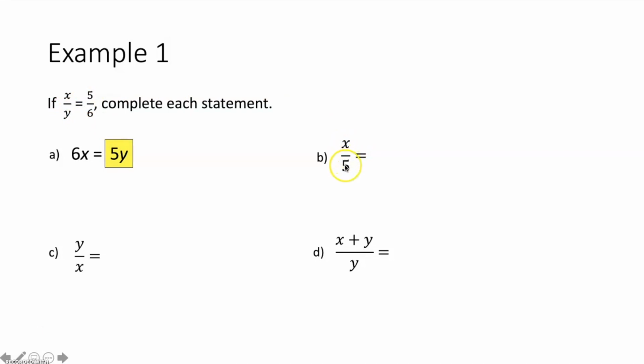Over here, x over 5 is equal to what? Well, we look back at our original proportion. How did we get x over 5? They did the numerator over the numerator, so that has to equal the denominator over the denominator, y over 6.